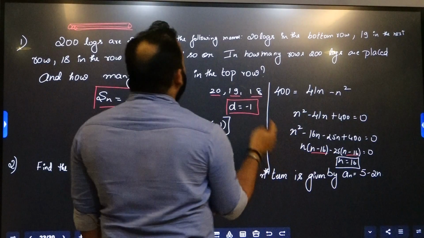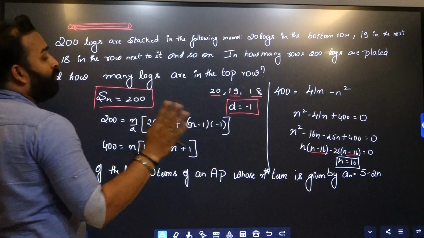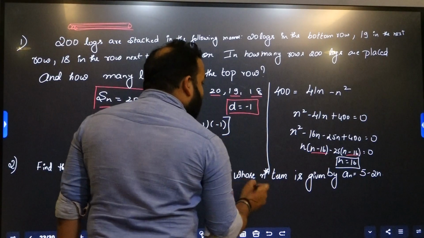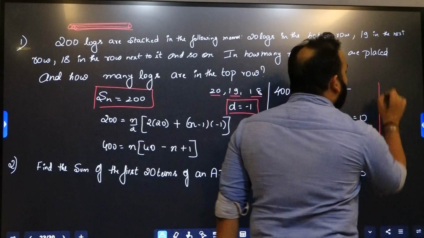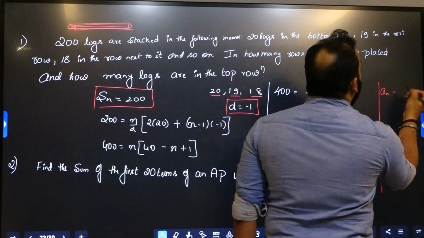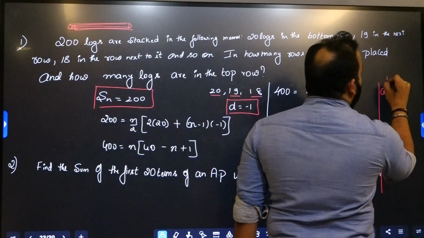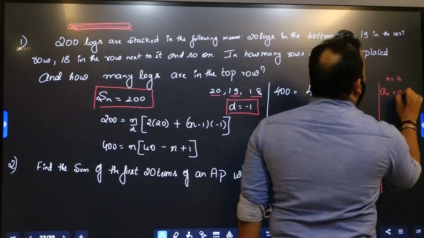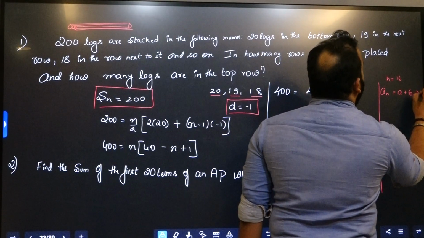And n is 16. They're asking how many logs are there in the top row. It's not 16. You have to take n as 16 here. The problem is not over. You have to take n as 16 and find an. So we'll take n as 16. It becomes a plus n minus 1 into d.